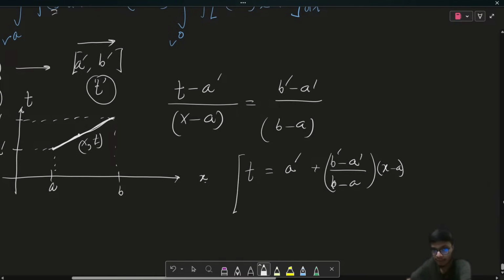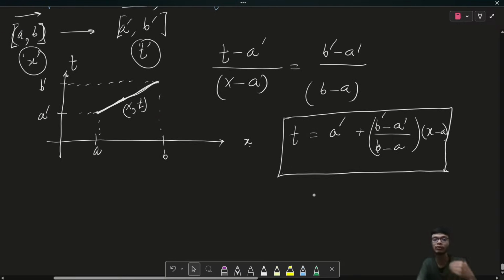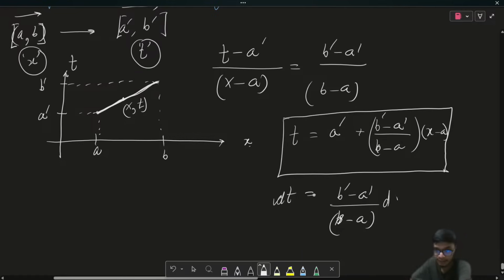Now after I have this particular transform, what I was doing is that I'm trying to change the variable x to t such that my condition is satisfied, and I got my condition satisfied for this particular value of t. If I take the t and x relationship as something like this, then I'm going to satisfy my variation, right? Now what we do in substitution is that we basically differentiate both sides. So our dt is equal to b dash minus a dash divided by b minus a, right? And then we have dx over here.